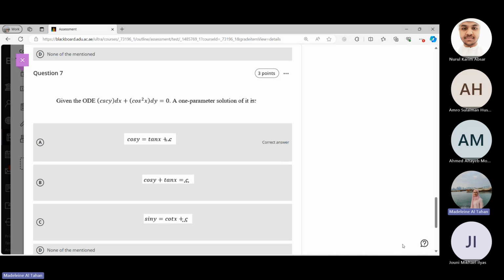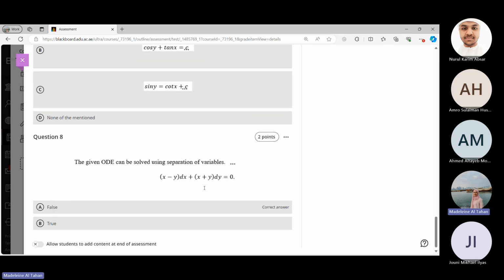And 1 over cosine square x, it's what? Secant squared. What's the integral of secant square x? Tangent x plus c. And what's the integral of sine y? Negative cosine y. And already you have negative, so cosine y is equal to tangent x plus c.